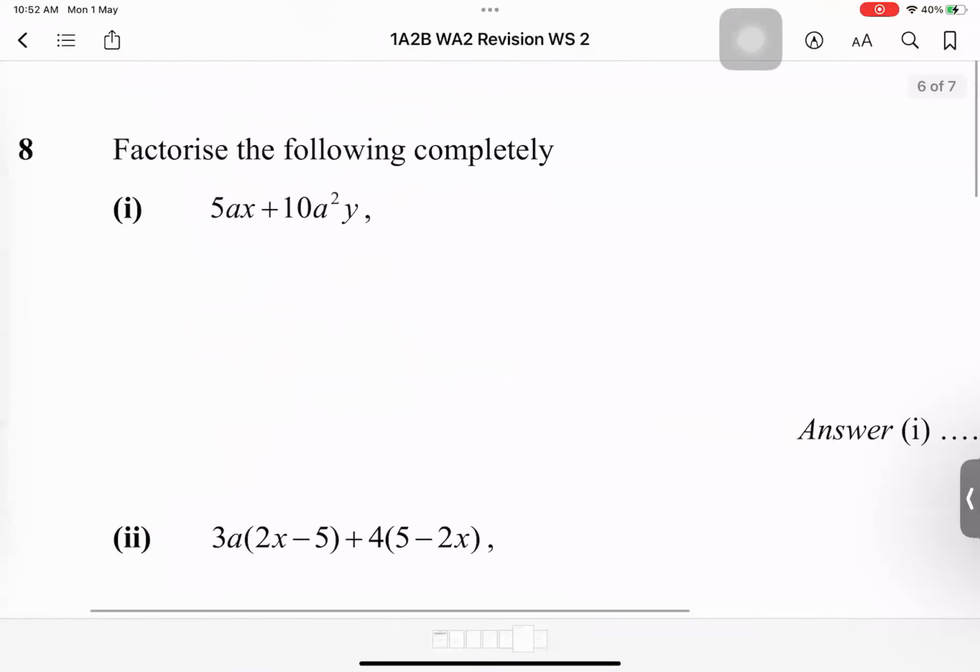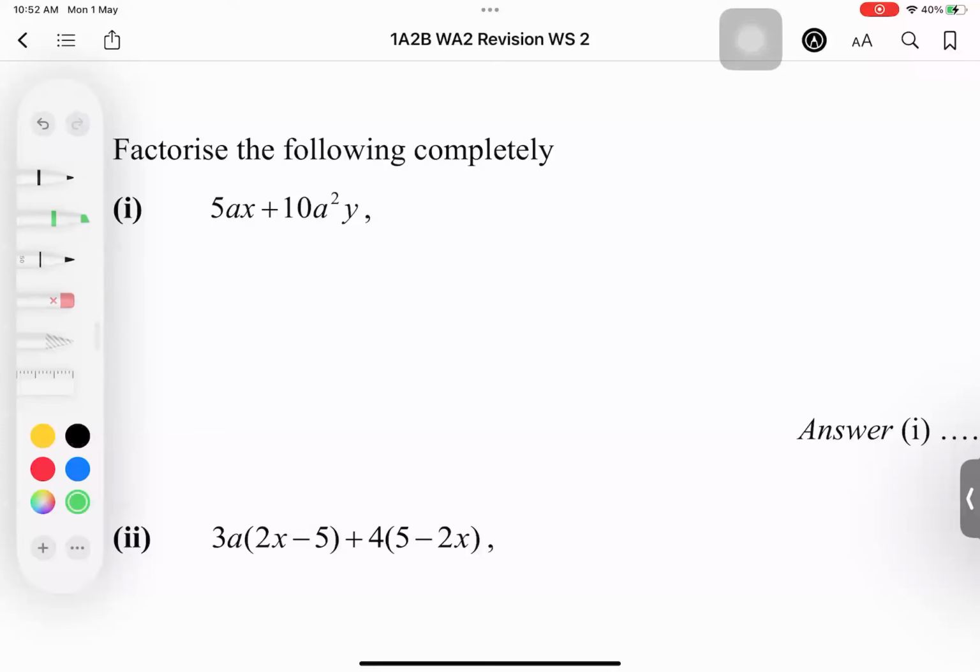This question says factorize. What does the word factorize mean? Factorize means my answer must have something in brackets. So must have brackets definitely. So we try, check 5a. Okay, let me do the working.